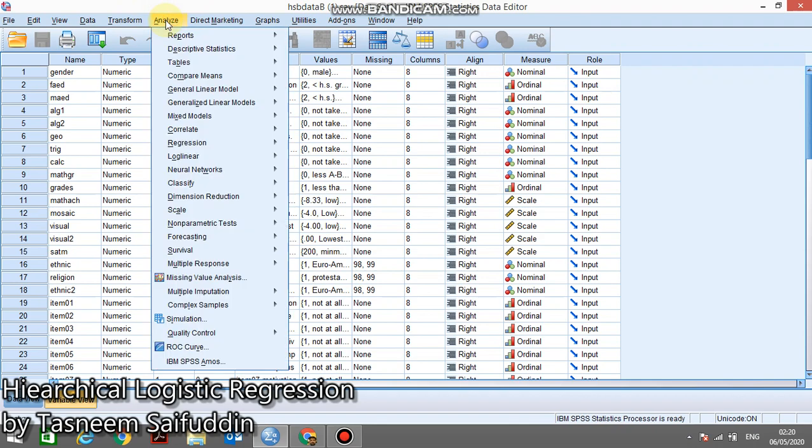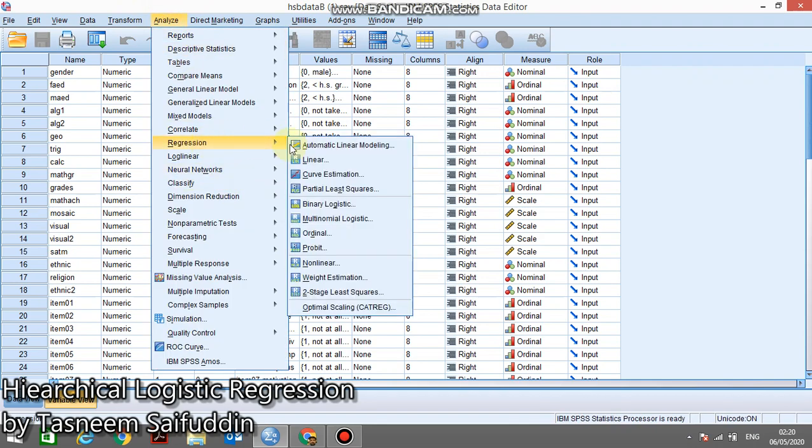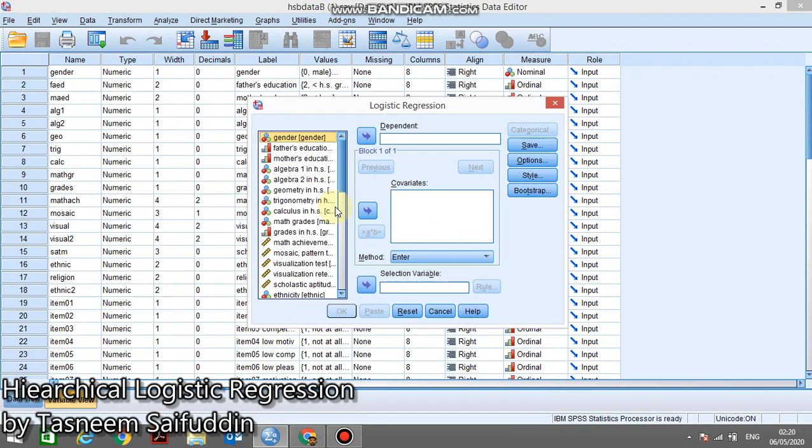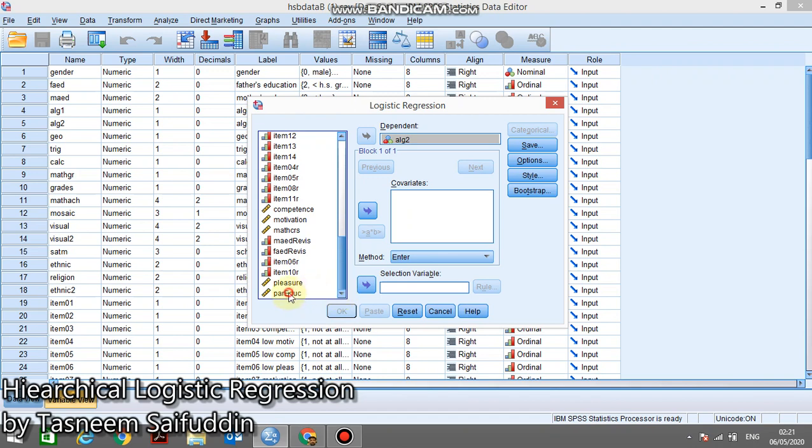We'll click on Analyze, Regression, and Binary Logistic. In binary logistic, we are going to take this algebra 2 into the dependent box, and we have to enter gender and parents' education in the covariates box. Make sure the method you select is Enter. Now click on Next.